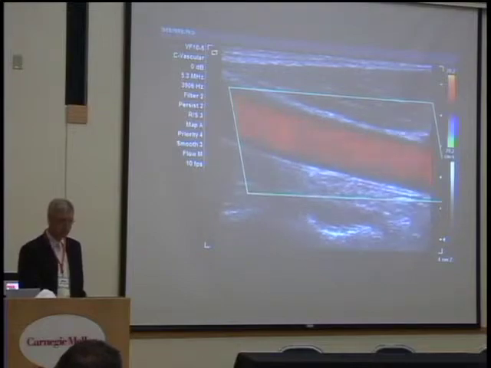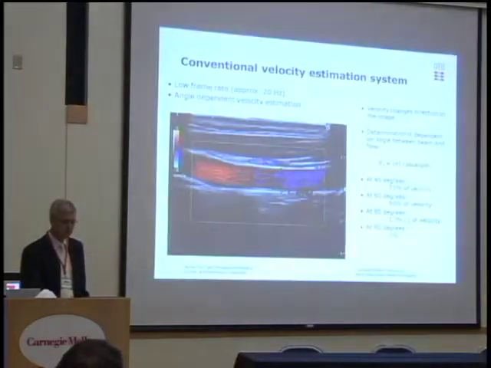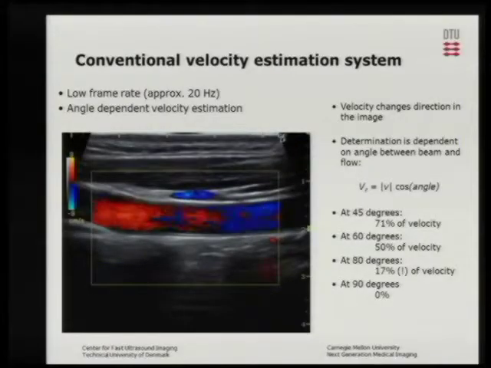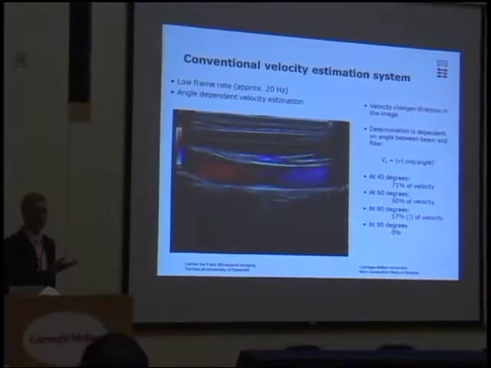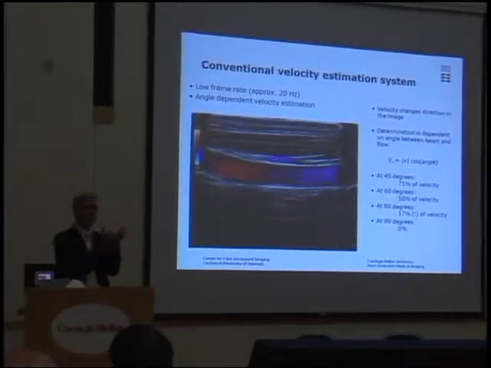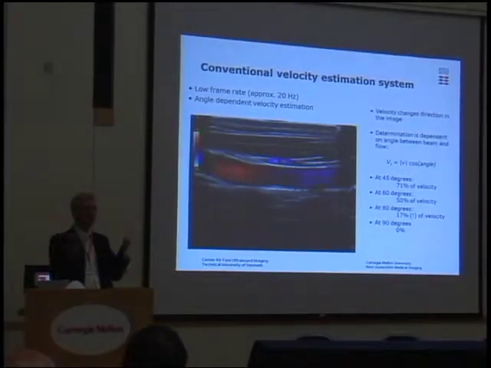Here it looks very nice. This is what the manufacturers like to show you. And here is what they don't like to show you. This is when we have the beam to flow angle at a very poor angle. So now it's going transverse. And now you can see that one part of the vessel is going in one direction, and the other part of the vessel is going in the other direction. Of course, quite clearly flow doesn't go like this.